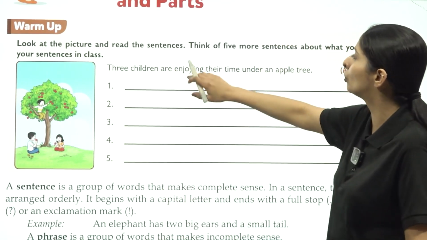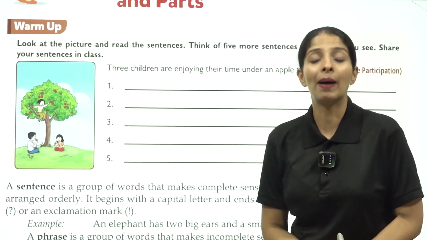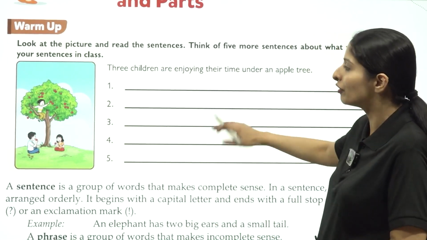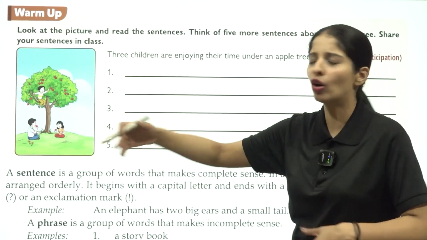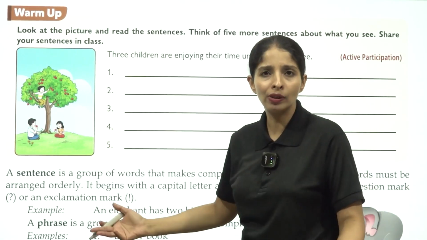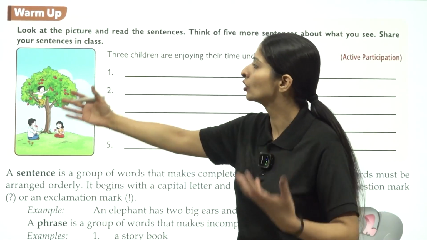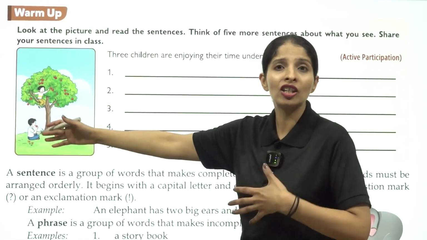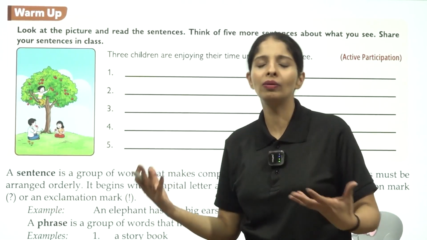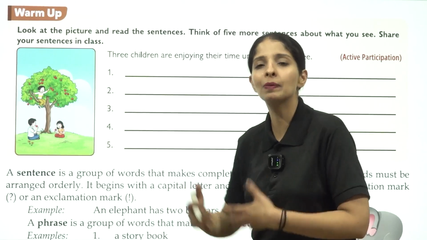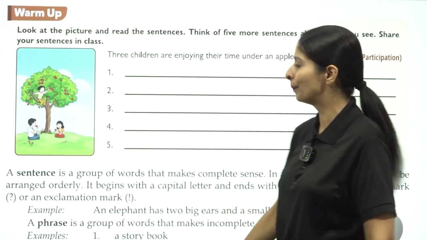One is given to you: 3 children are enjoying their time under an apple tree. So the rest you have to write, that it is a sunny day, or there are so many apples on the apple tree, or one child, the boy, is sitting on the branch of the tree. So you can write many meaningful sentences by just looking at the picture.